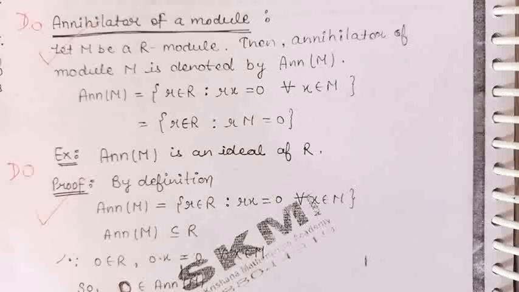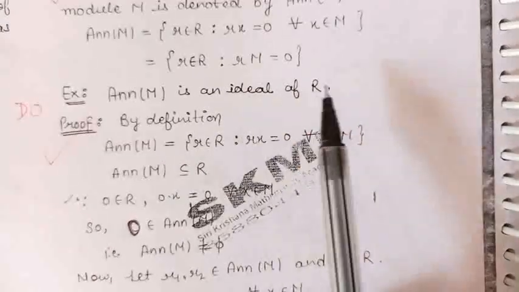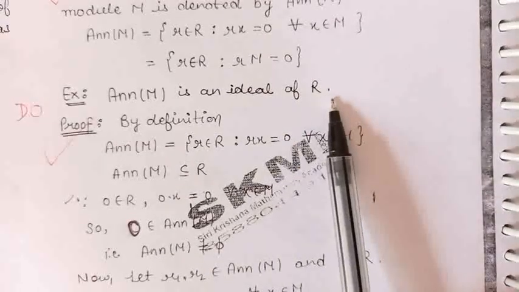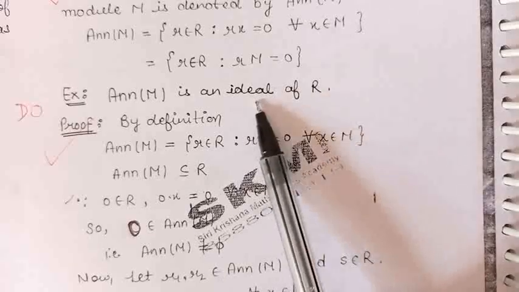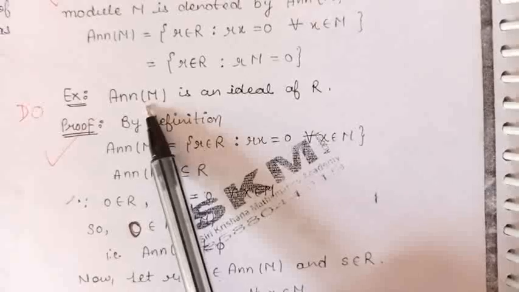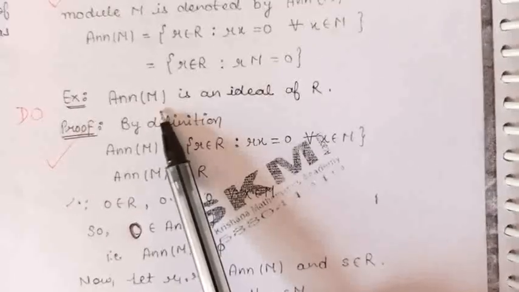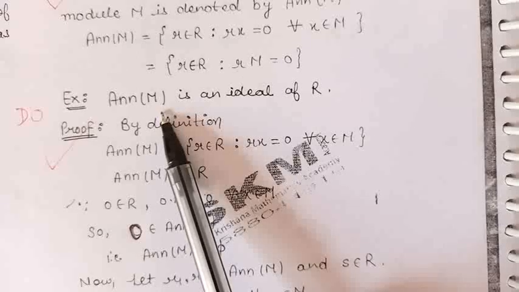Now, we prove that the annihilator of module M is an ideal of the ring R. In order to prove it is an ideal, first of all, we will have to prove that this is a subset of R. Then we will prove that it is non-empty, and then we will prove the conditions of ideal.